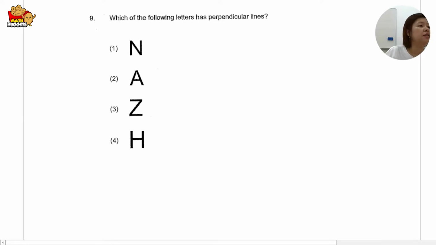Perpendicular line is any line that is a right angle, which is 90 degrees. So if we can see, our N is not a perpendicular line, it's an acute angle. Our A also, our Z also. The only one that we can have is our H. If you can see, this is a right angle, and this is also a right angle. So answer number 4.